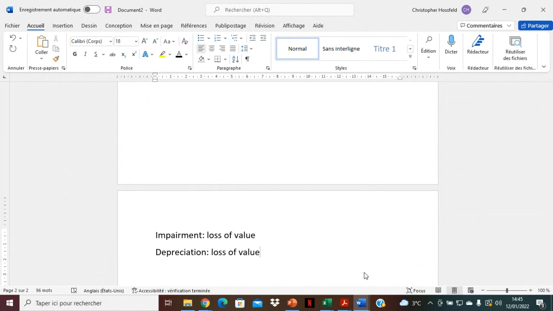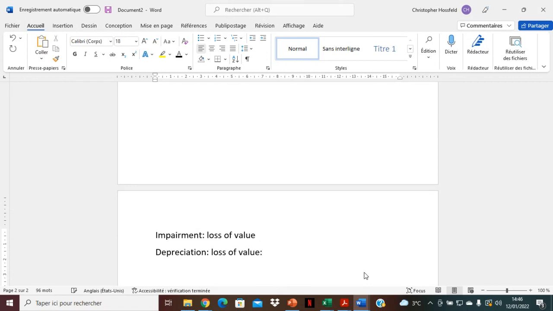But maybe you heard already about impairment. What is the difference between impairment losses and depreciation losses, if you want to call it like this? Any idea? What's the difference between depreciation and impairment? No idea. Have you heard about impairment before? Well, probably not. Apparently not.